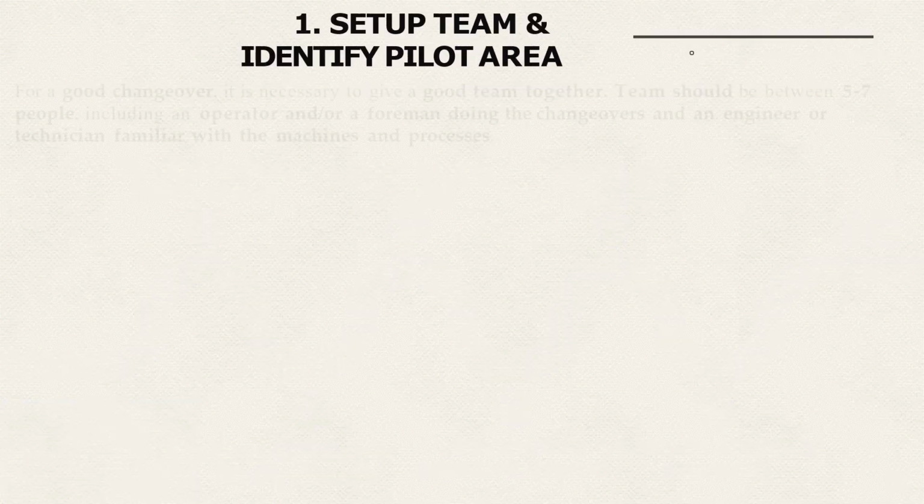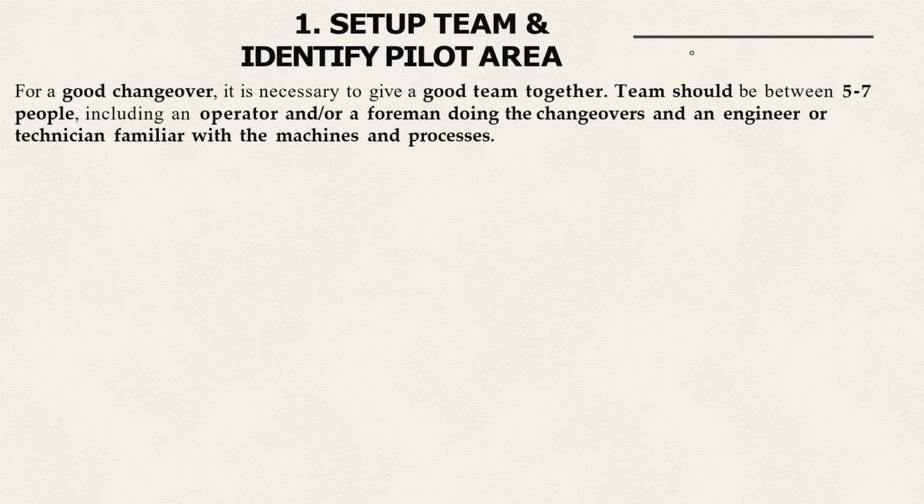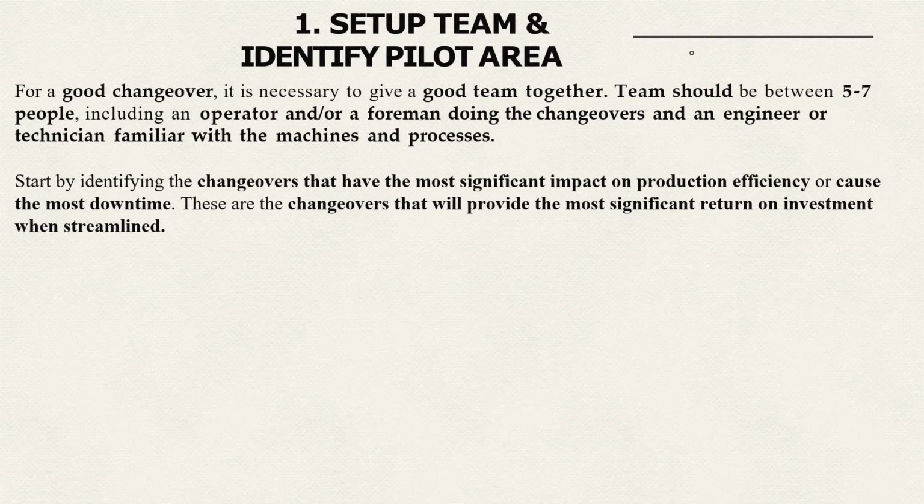For a good changeover, it is necessary to get a good team together. The team should be between 5 to 7 people, including an operator or a foreman doing the changeovers, and an engineer or technician familiar with the machines and processes. Start by identifying the changeovers that have the most significant impact on production efficiency or cause the most downtime. These are the changeovers that will provide the most significant return on investment when streamlined.